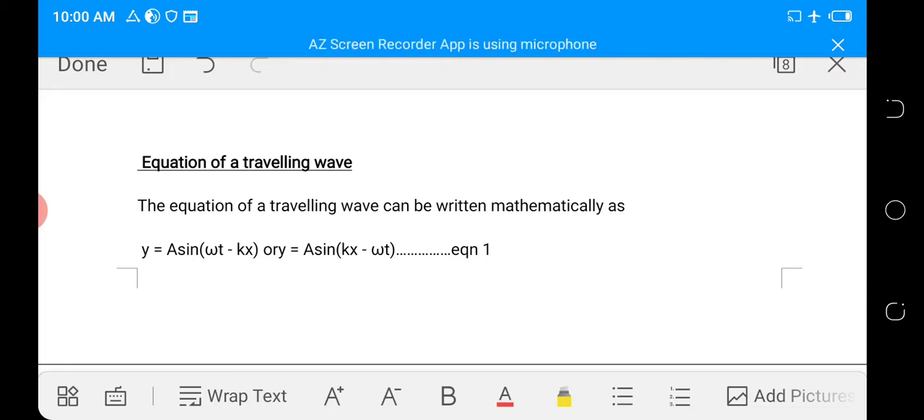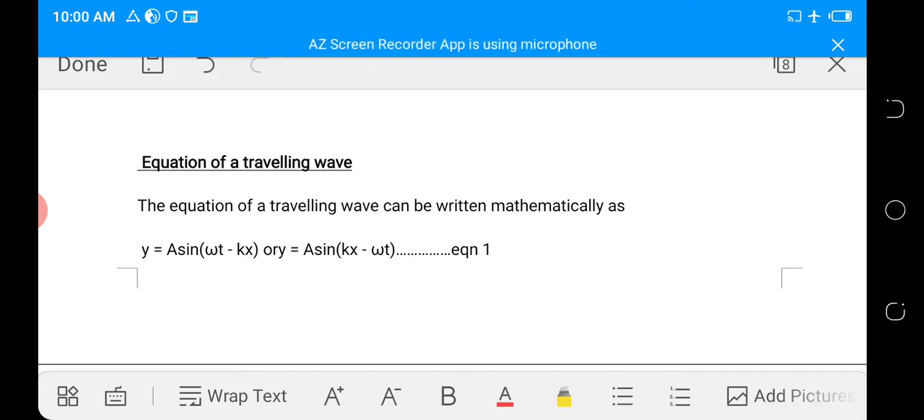The equation of a traveling wave can be written mathematically in the form of a cosine or a sine function, because when a wave is traveling, the movement or propagation can be represented by a sine graph, because the wave moves sinusoidally or periodically. So we normally use a sine function or a cosine function to represent it.